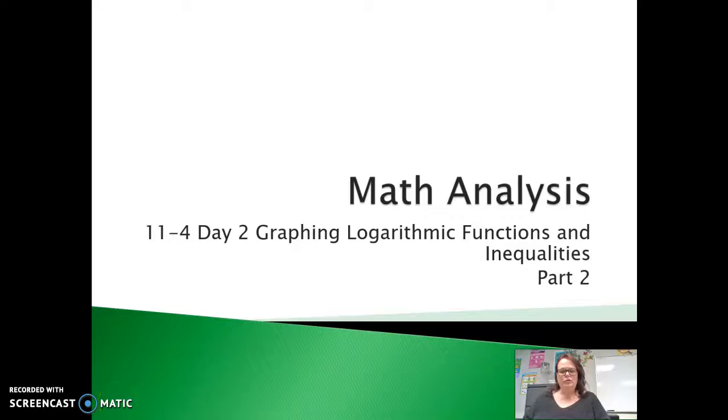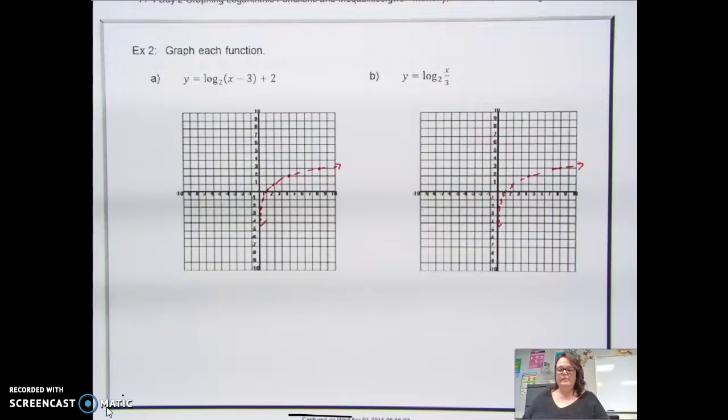All right, so in part 2, we're going to continue our journey with the families of graphs with the logarithms, and we're going to talk about what happens if we change the base. Take a look at A and see if you could write down what this would do to that parent graph of the log base 2 of x. So take a moment.